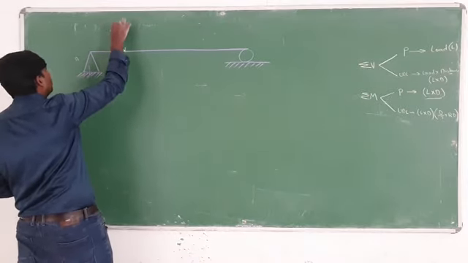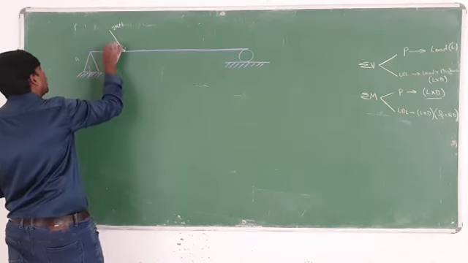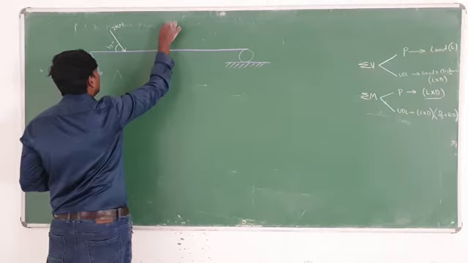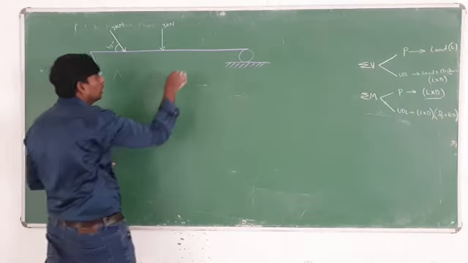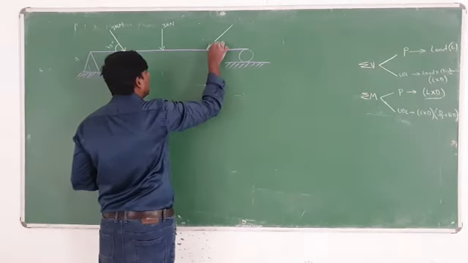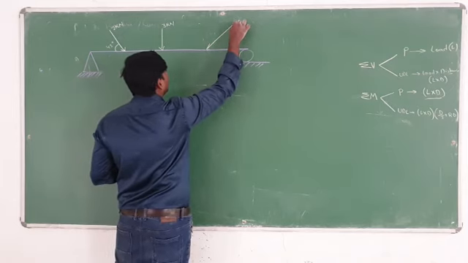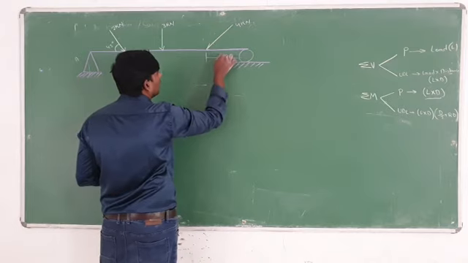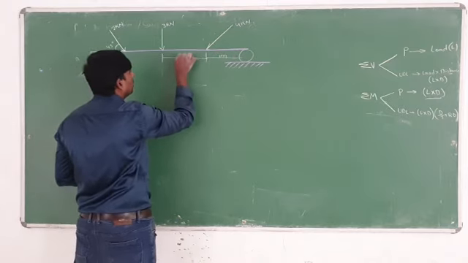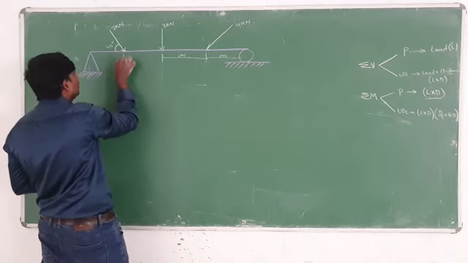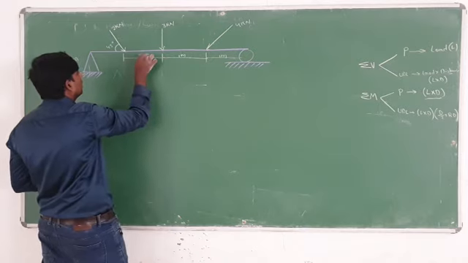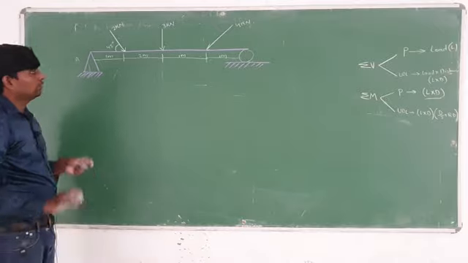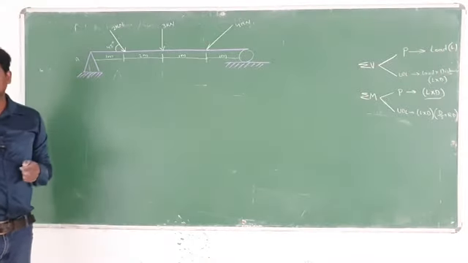Load is equal to 2 kilonewton at an angle of 45 degree, and here some load is there, that is 3 kilonewton straight downward, and here some load is there of 4 kilonewton, no angle is mentioned here. But from here to here how much distance is there? 1 meter. From here to here? 1 meter. From here to here? 2 meter. And here to here? 1 meter. Like this diagram will be given in your question.